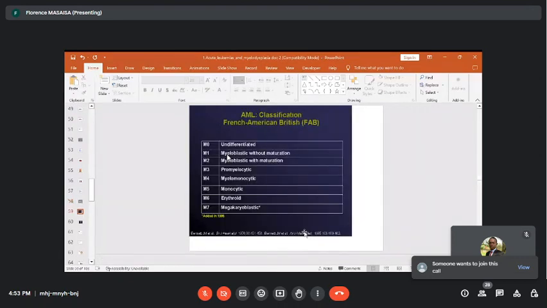For classification of acute myeloid leukemia, we have M0 to M7, depending on the type of the cells which is seen. We have M0, which are undifferentiated cells. M1, we have myeloblastic without maturation. M2, we have myeloblastic with maturation, and promyelocytic, myelomonocytic. From M4 to M5, we have monocytic leukemia. M6, we have erythroid. So even the red blood cells are affected in case of leukemia. Then we have megakaryocytic leukemia, where the platelets are also involved.